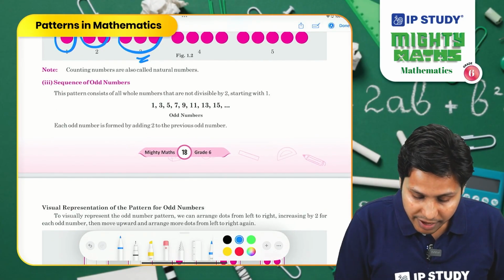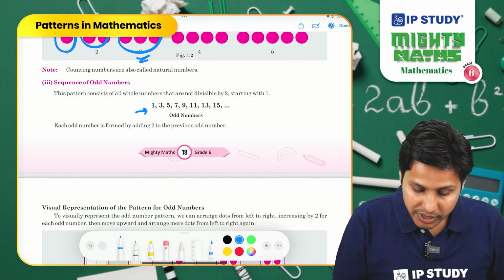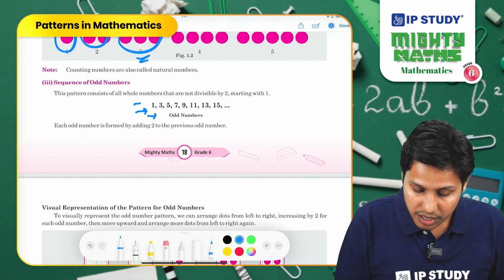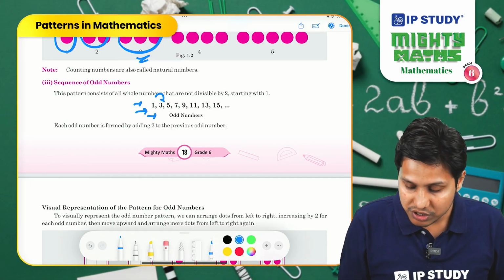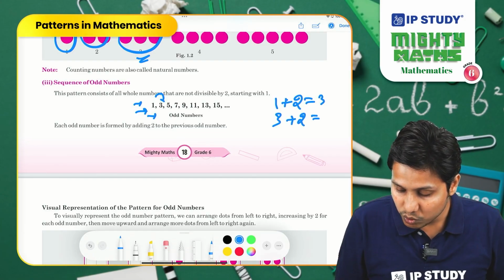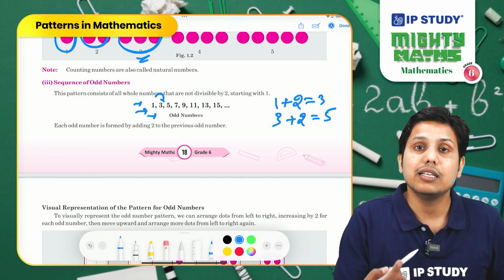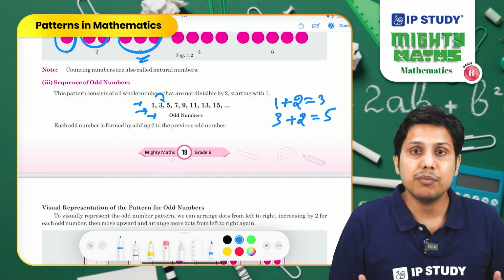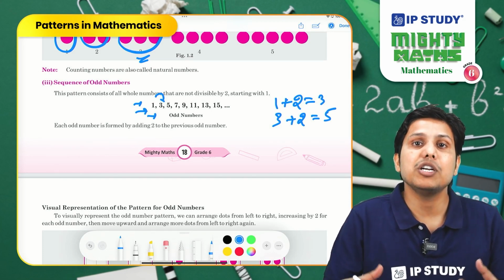Here, every time 2 is added to get the next member. It starts with 1, then we have 3, which is 1 plus 2 equals 3. Then again, if we add 2 to the previous member, we can get the next member. So this is a pattern because there is a predictable arrangement of numbers.